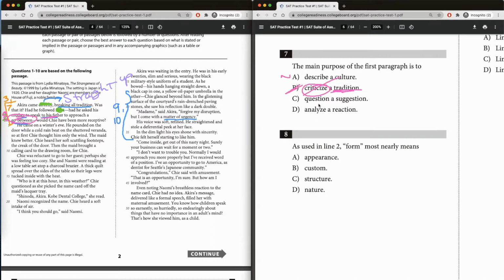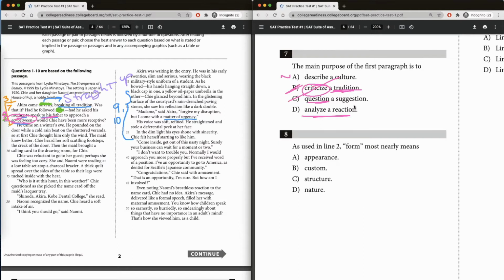Okay, so then question a suggestion. Well, there's definitely a question, but it's not really a suggestion that he received. It's just he's questioning himself. Is it okay that I did this? Maybe it would have been more effective if I did it another way. So that's out.